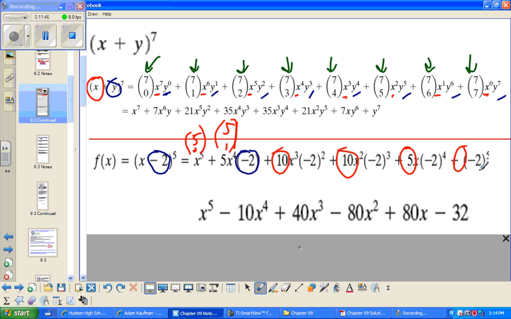And then -2 to the 5th, well, that's -32. 5 times -2 to the 4th, well, that's 80. 10 times -2 to the 3rd, well, that's -80, and so on.